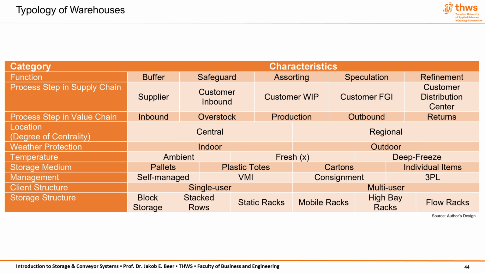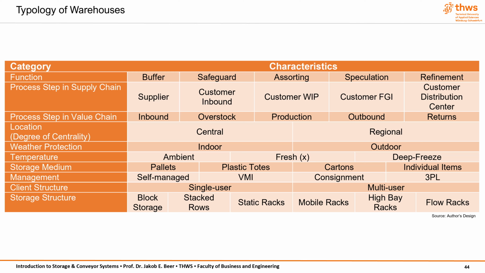Deep freeze storage is even more demanding. Think of minus 18 degrees and below. These warehouses are energy intensive and require special floor and wall construction. They are also difficult to operate manually due to the cold, and they are expensive to automate.